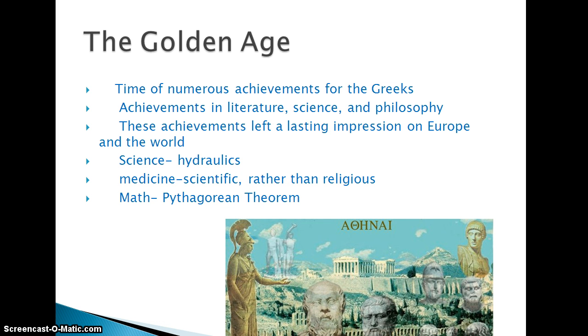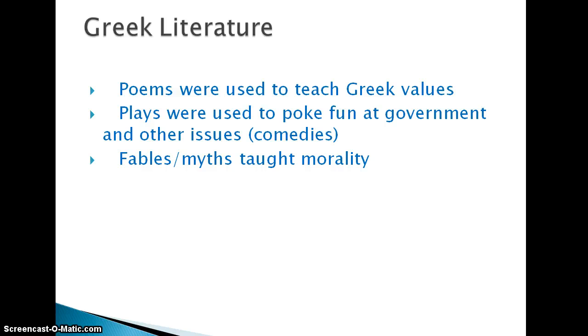This golden age that I referred to was a time of numerous achievements for the Greeks. These achievements were in literature, science, philosophy, and these achievements left a lasting impression on Europe and the world. Some of their inventions were hydraulics in the science field, in medicine, scientific rather than religious, and in math, the Pythagorean theorem.